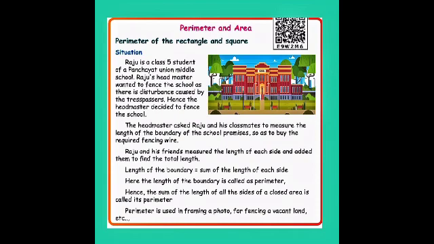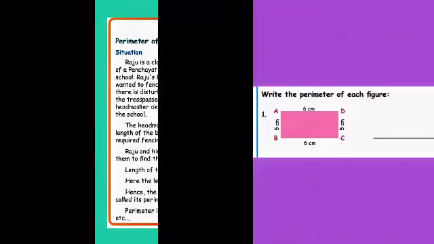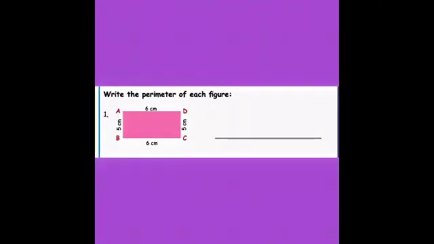Let's see one example to understand this perimeter. The given picture is a rectangle. We have all the sides, and all the side lengths are also given. AD is 6 cm, DC is 5 cm, CB is 6 cm and BA is 5 cm. Already we told that the sum of all the sides is called perimeter. So I am going to add all the sides.